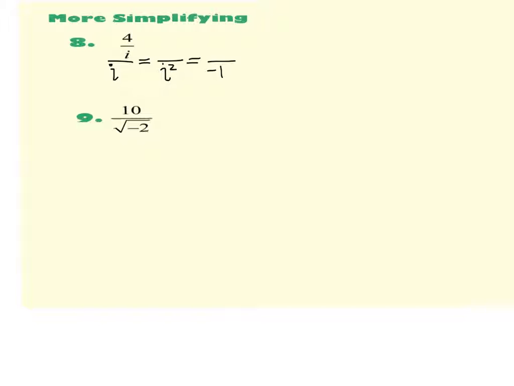Now you can't just multiply the denominator by i because that changes the problem. So you're going to have to multiply the numerator as well, so that all you're really doing is multiplying by 1. So in the numerator we're going to get 4i, and then we know 4 divided by negative 1 is just negative 4i.